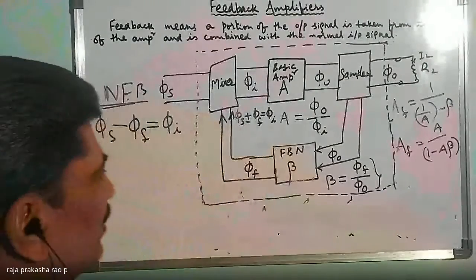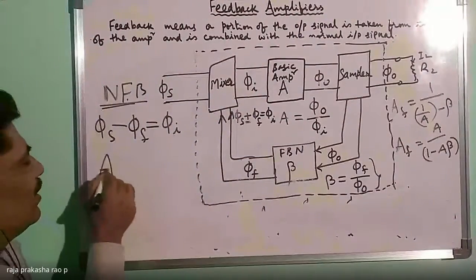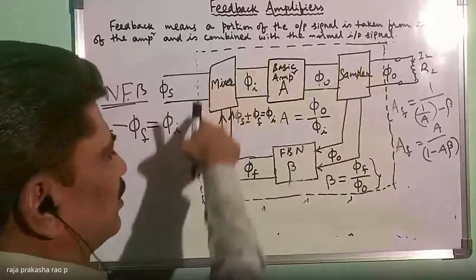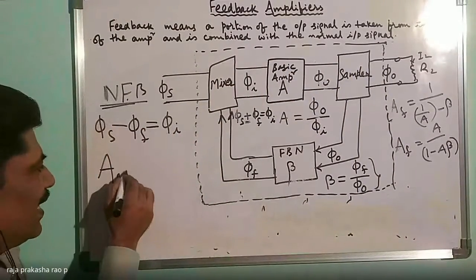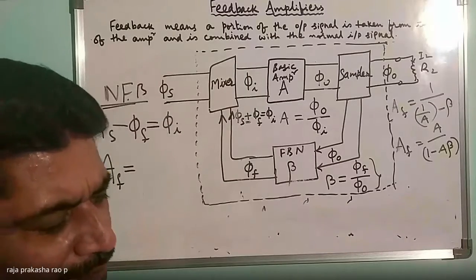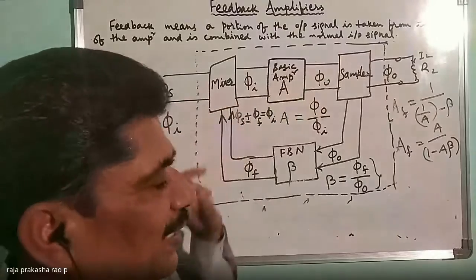Now, what is the feedback gain for this feedback amplifier? This dotted line is the feedback amplifier. So for this feedback amplifier, tell me, what is the gain of the feedback amplifier? Vo by Vs.